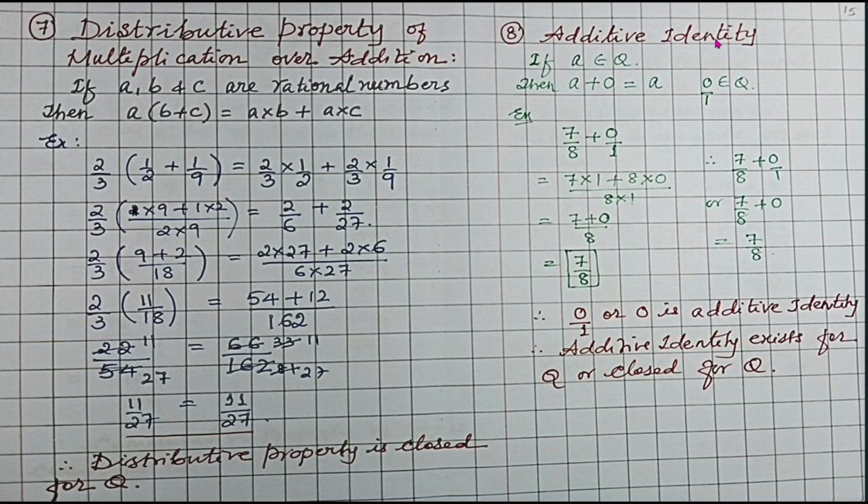Already we know what is additive identity. Additive identity is 0, and here 0 by 1 is a rational number. So A is a rational number, 0 by 1 is a rational number. When we add, we get A. That means when a rational number is added to 0, again we get back the same rational number. Therefore, additive identity is closed for a set of rational numbers.